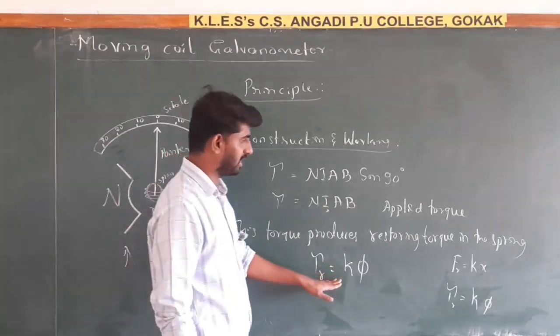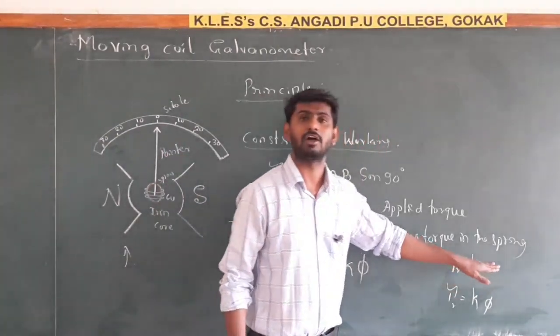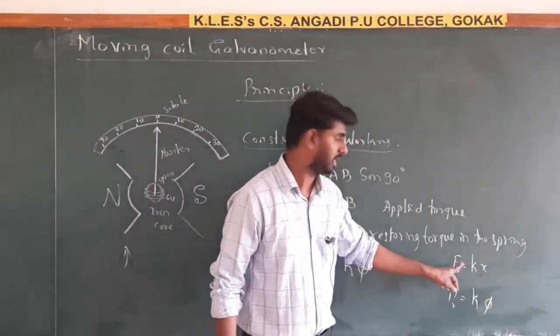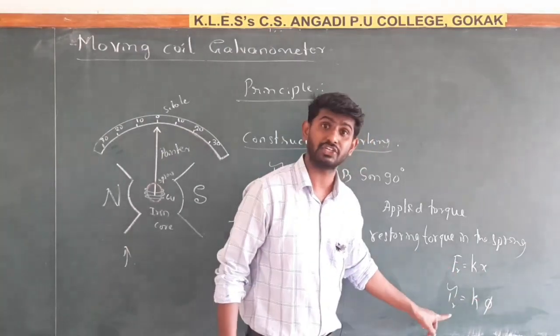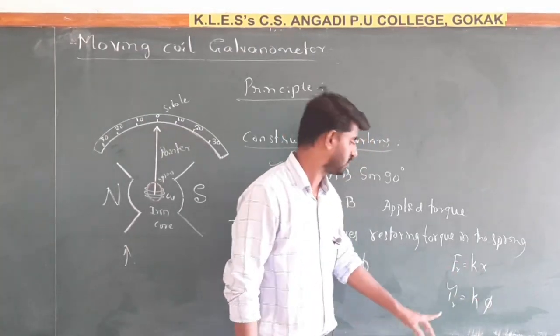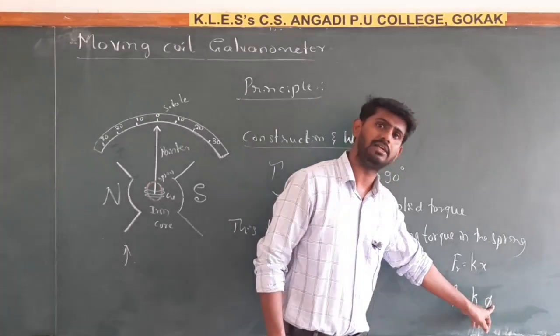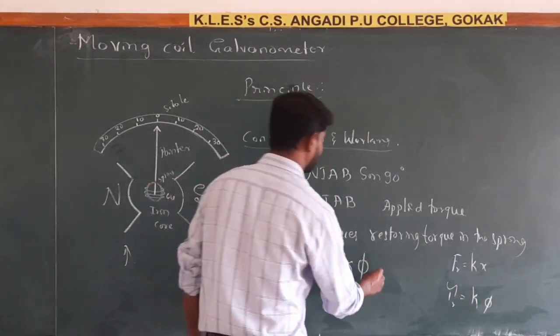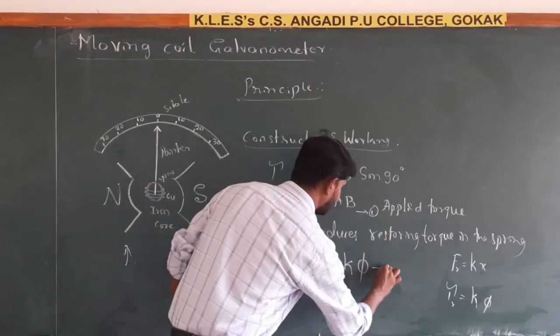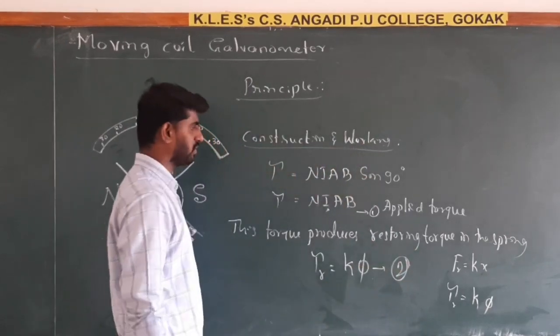So if you want to understand this one, you should go through the linear concepts. So linear force is equal to k into linear distance. Rotational force, its name is torque. So torque is equal to k into angular displacement. Okay, say this is equation number 2. This is equation 1 and this is equation number 2. From equation 1 and 2.